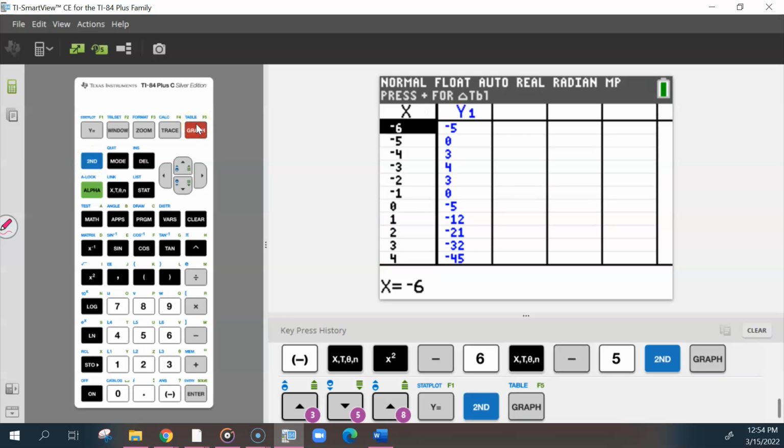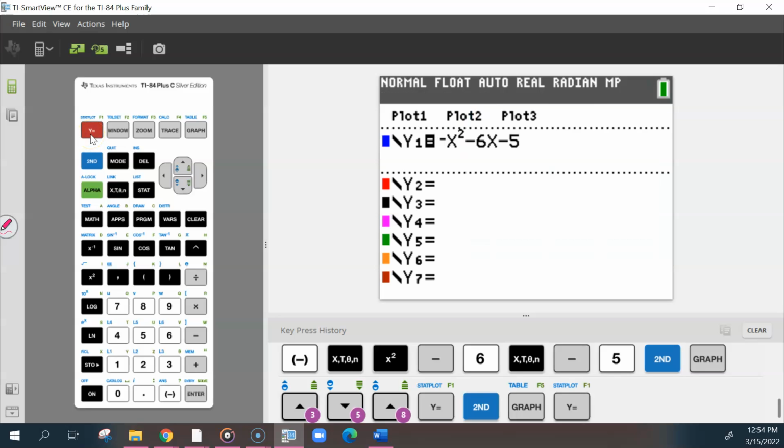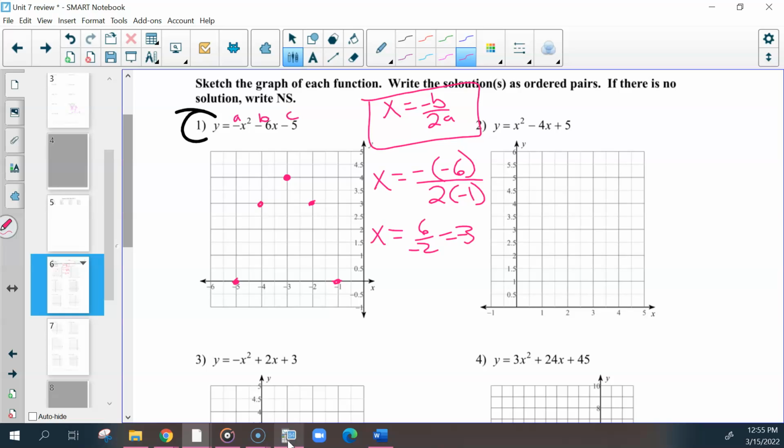Okay, so how do we get the number? Just type in the equation. Okay, then graph this. Make sure this looks like a U. Make sure it has arrows.